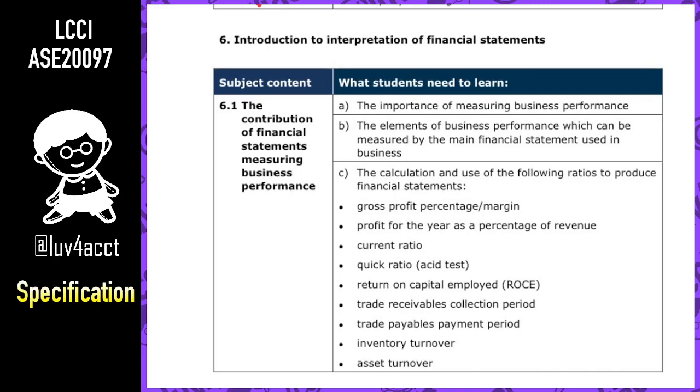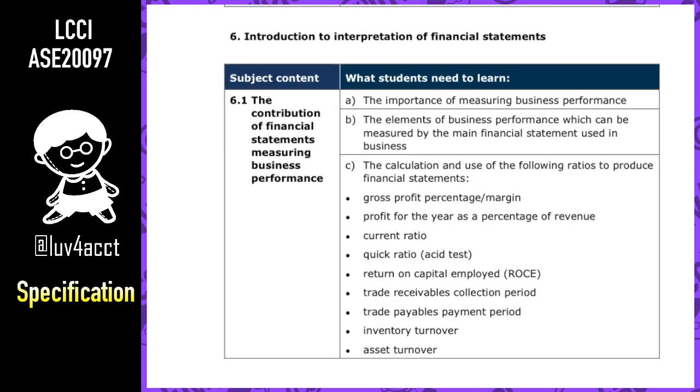Next one, interpretation of financial statements. For me, this part is not difficult. For second level, you focus on gross profit margin, net profit margin, and also the liquidity ratios. In the third level, we will also focus a little bit more on trade receivables and payables, asset turnover, inventory turnover.